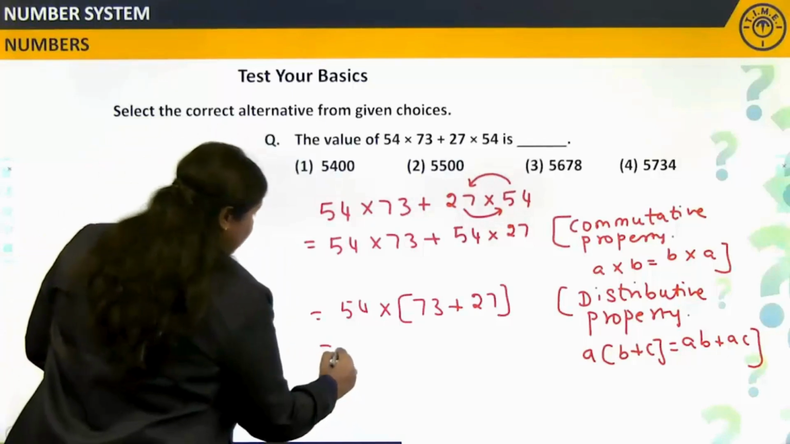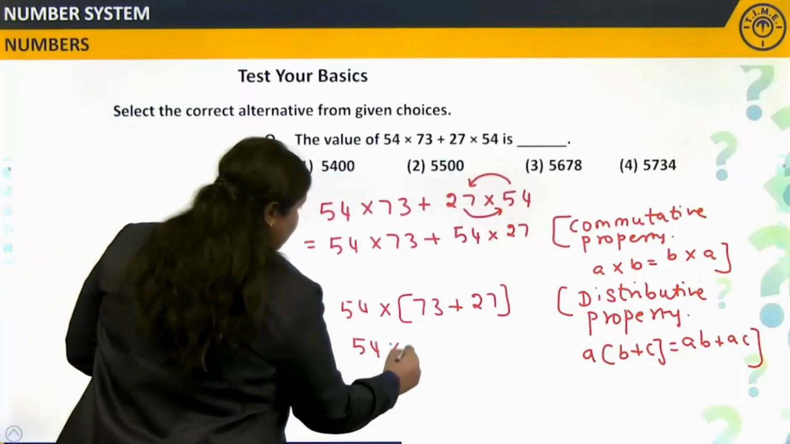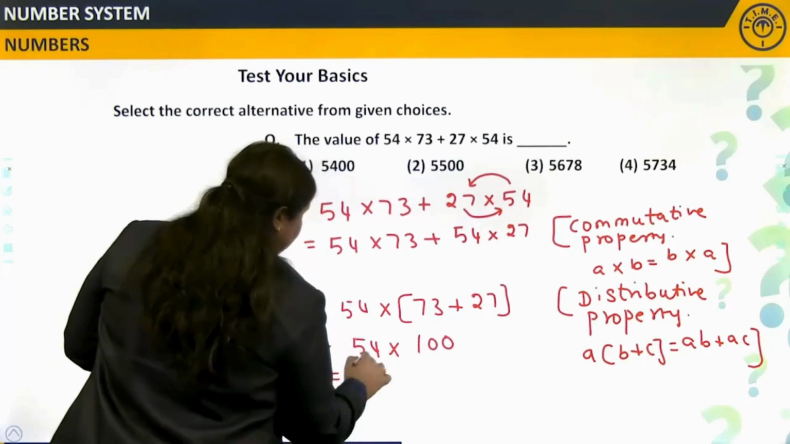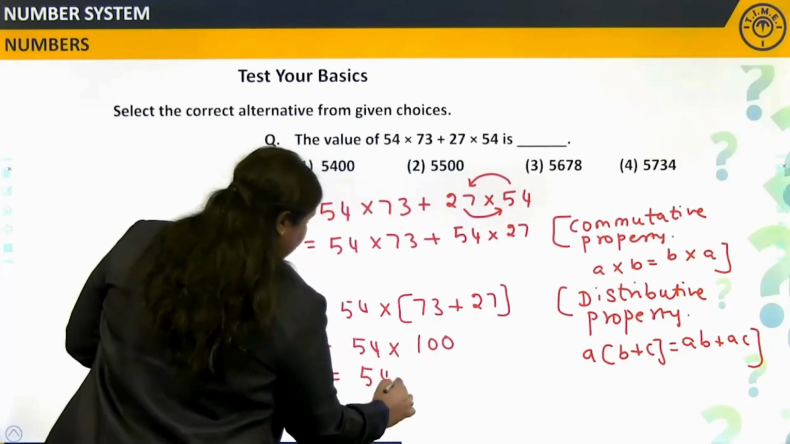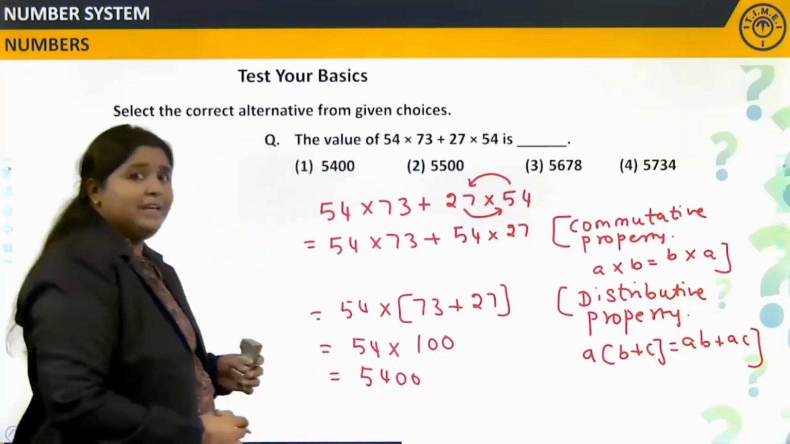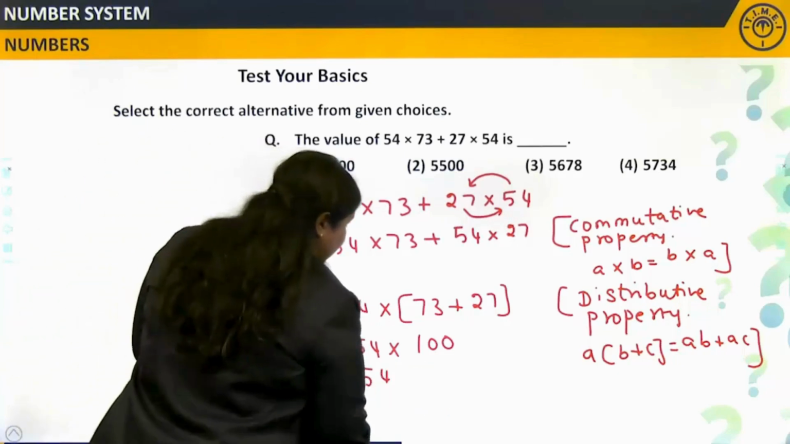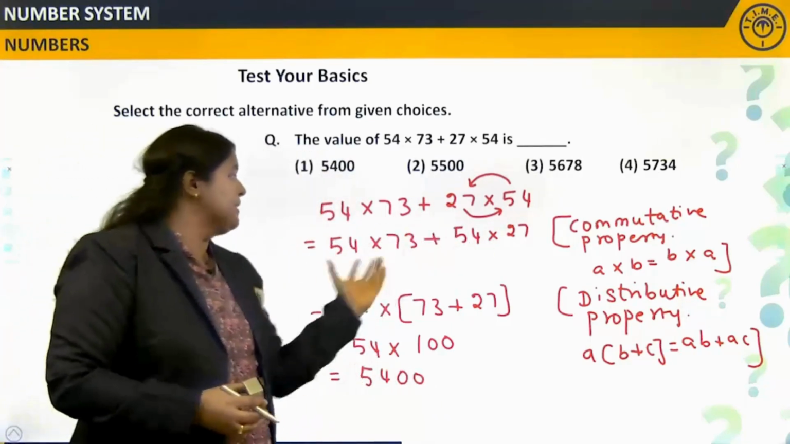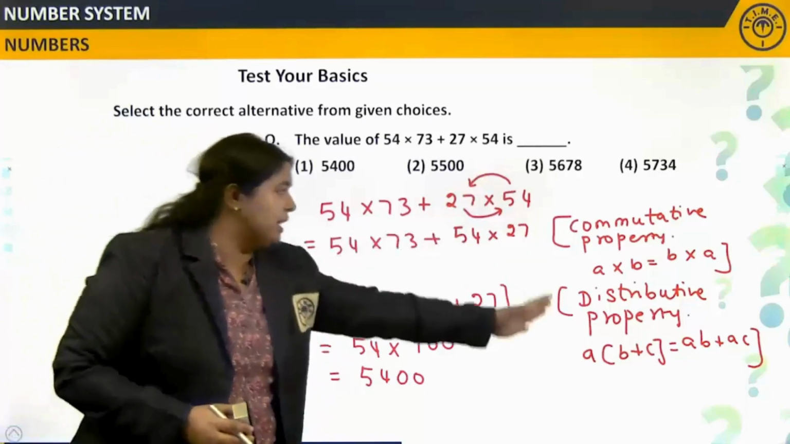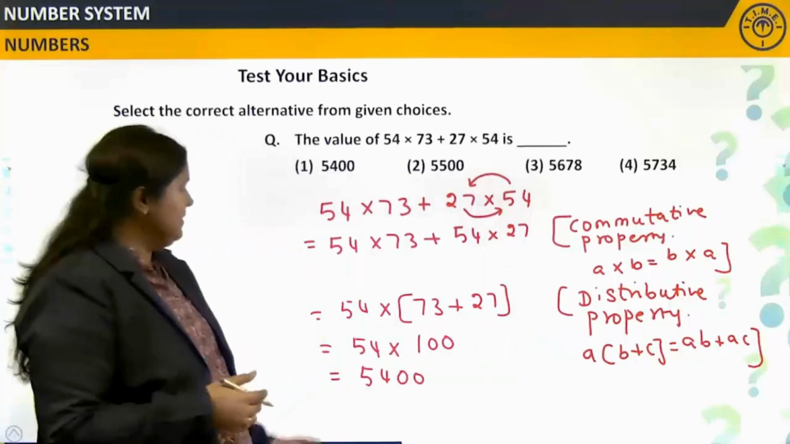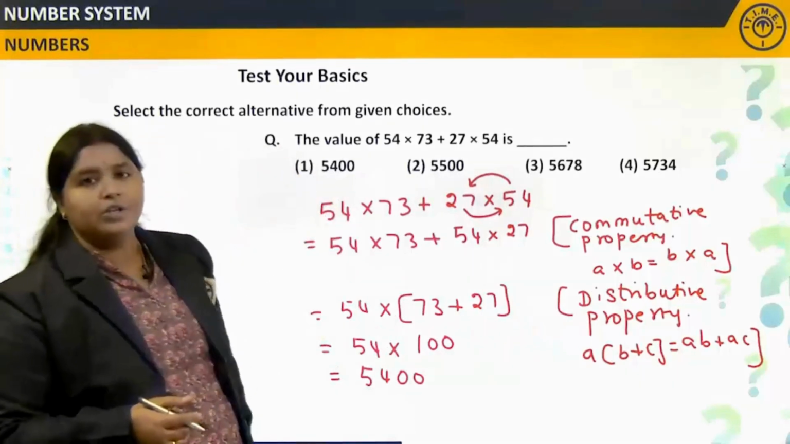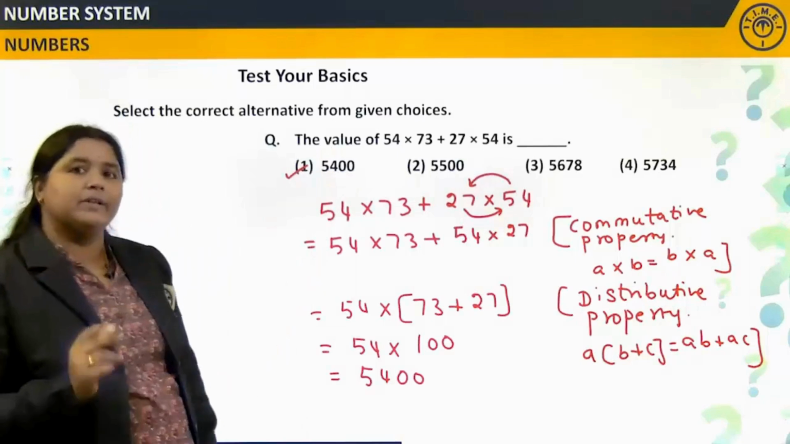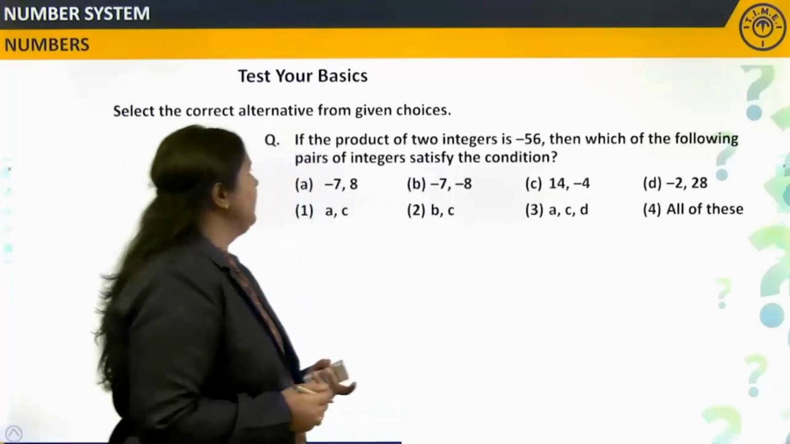Here, what are we getting? 54 into, what is 73 plus 27? 100. What is 54 into 100? 5400. See, multiplying this way is easier than individual multiplication and then adding. That's why you should be thorough with the properties. Is 5400 present among the choices? Yes, it is the first choice. Now let's look at the next question.